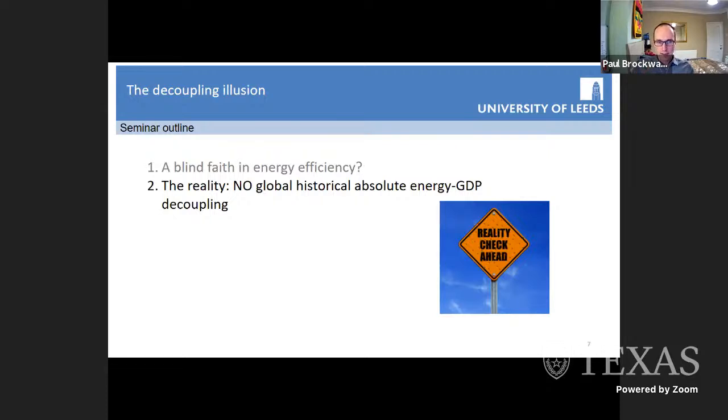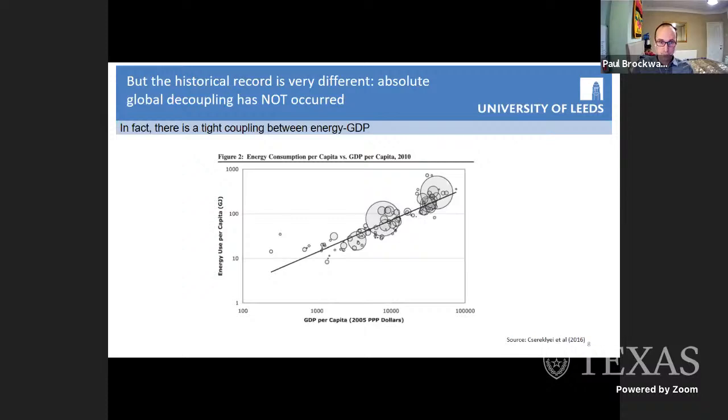So the reality is that there has been no global historical absolute energy GDP decoupling in the past. And yet that's exactly what that model was projecting in the future. Let's have a look at this in a couple of stages.